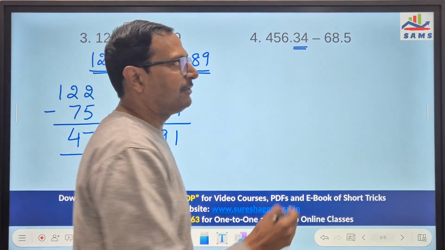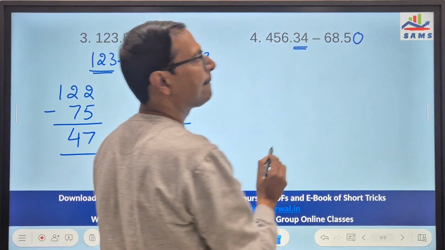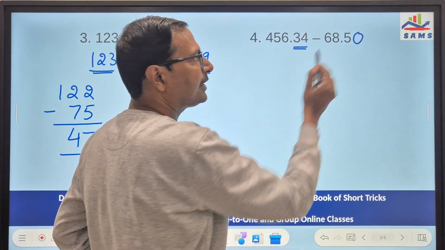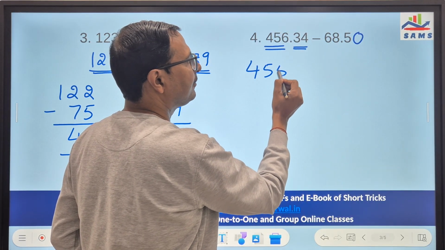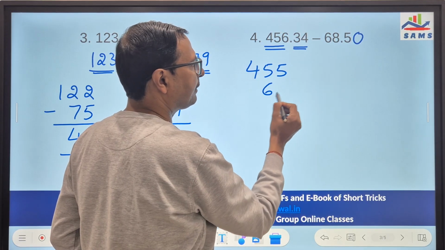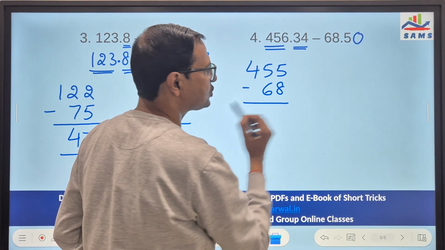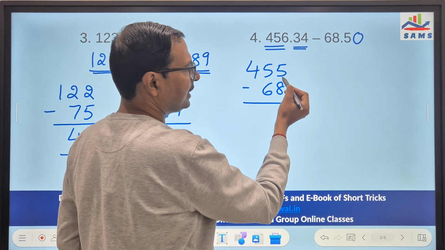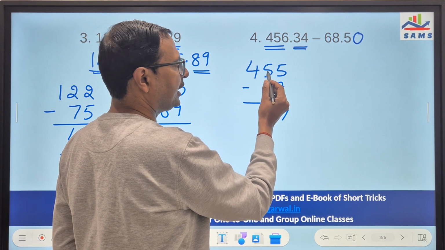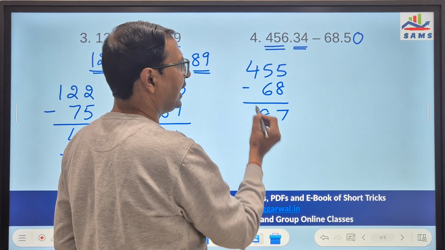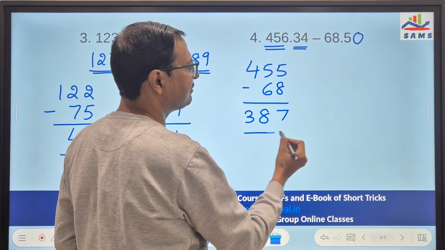Likewise here, see, 34 and a 5. Now I don't want 5. 5 becomes 50. And so 34 is smaller than 50. Reduce this by 1, 455 minus the whole number part 68. This is to be done. So 15 minus 8 is 7. Then this becomes 14. 14 minus 6 is 8. And this becomes 3. 387.